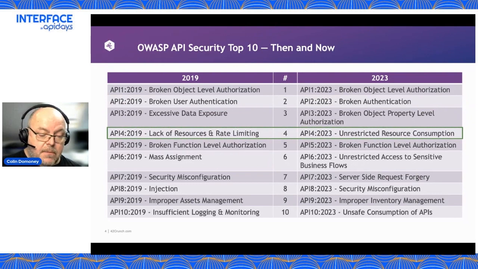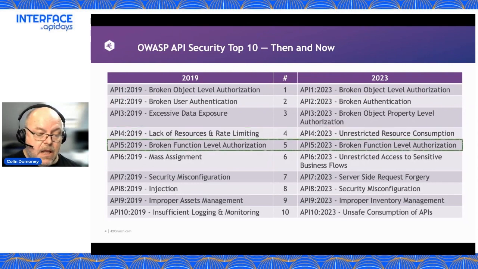Lack of resources and rate limiting, they've given that a more generic and broader name: unrestricted resource consumption. That stays as API number 4, also an incredibly common vulnerability. We see this a lot. It's also one of the easier ones to protect against. So that's why it's sort of downranked slightly.